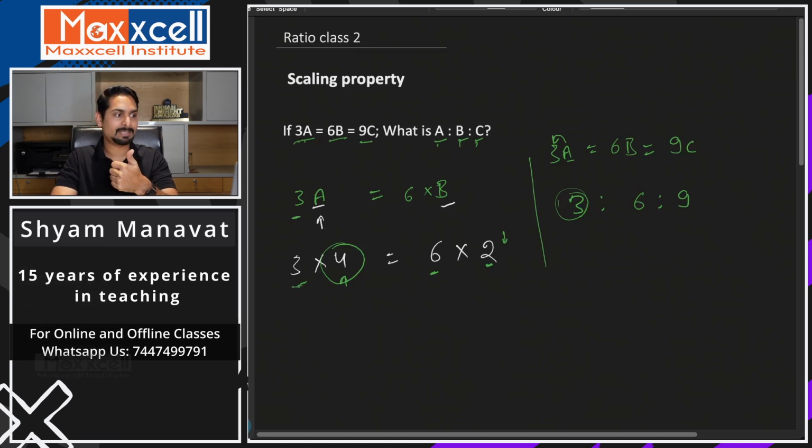With this example you can understand. Here if I say a equal to 4, which gives you 12, I need to take b equal to 2 to have 12 again. So yes, this is wrong.